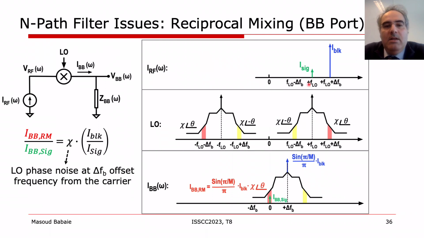We have a signal at FLO, but also a large blocker at FLO plus delta FP. Now the large blocker mixes with the LO phase noise at delta FP offset from the carrier and appears on the top of the desired signal, increasing the noise floor of the receiver and desensitizing the receiver. Unfortunately, the magnitude of the reciprocal mixing component can only be reduced by improving the LO phase noise or adding an external filter to attenuate blockers before the mixers.